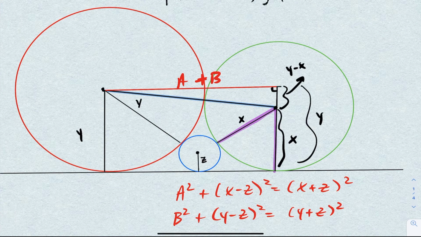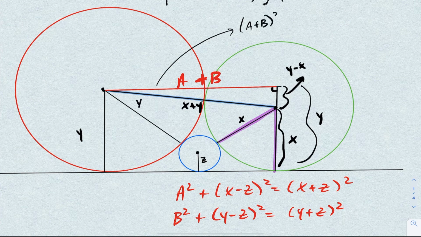Well, the length of the hypotenuse here would be the sum of both radii of the circle, which would be x plus y. So now we have another equation we can create. I know that (a plus b) squared plus (y minus x) squared, i.e. the sum of this leg of the triangle and this leg of the triangle, must equal (x plus y) squared. Okay, let's put all these together and see what we have.